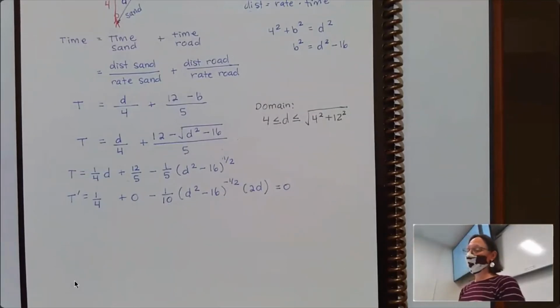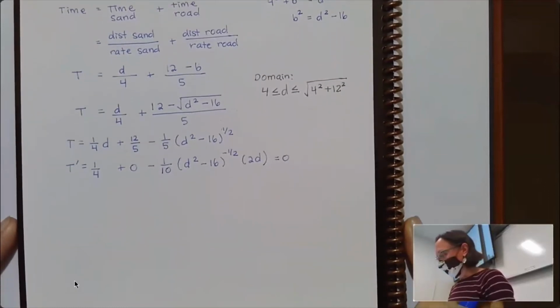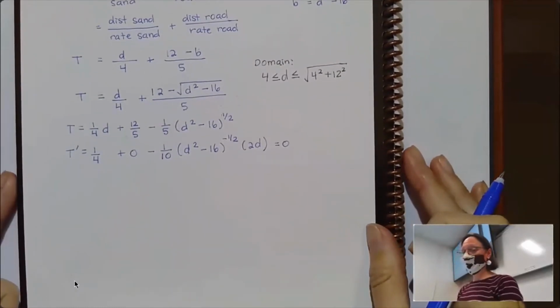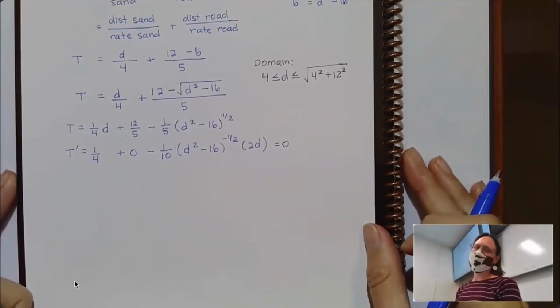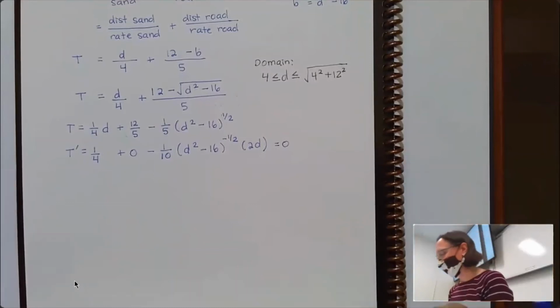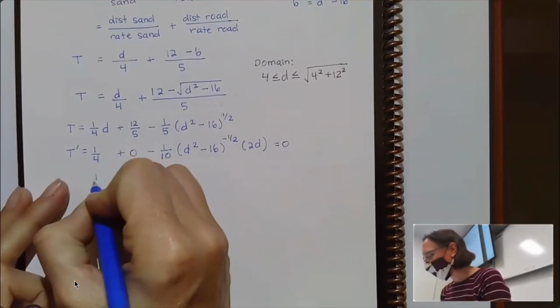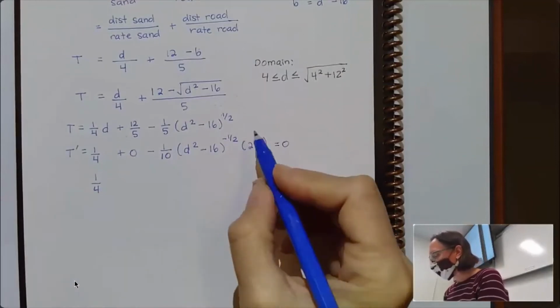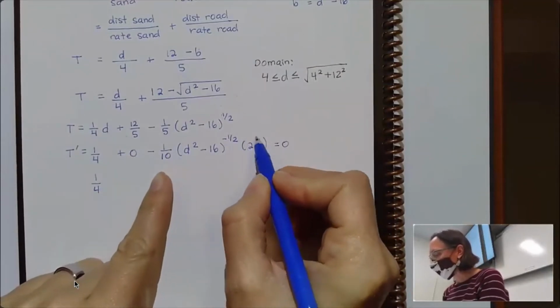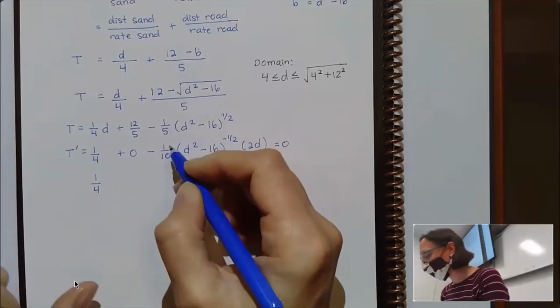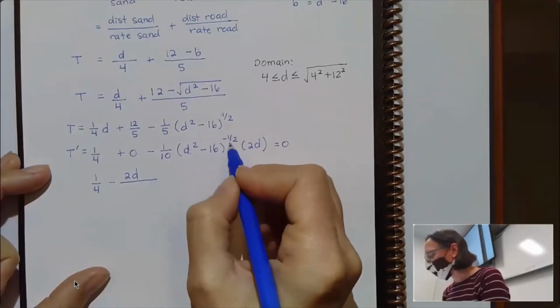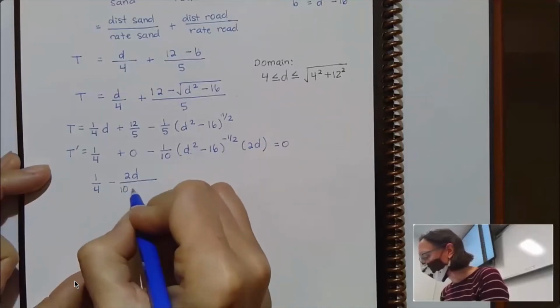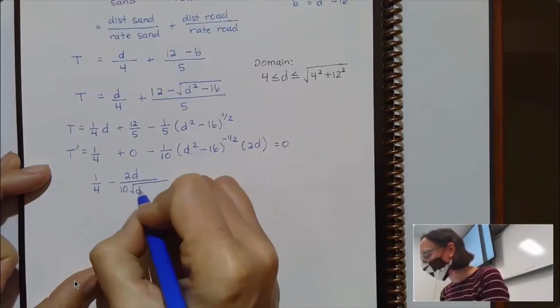Now I know I've been factoring stuff, but I don't really know how to do this with factoring. So I'm just going to rewrite these pieces in as neat a form as I can. So the 1/4, there's not much I can do with that, but this whole thing, I've got like that 2d that's on top of the negative 1/10. And because that's to the negative 1/2, I can go ahead and put it back down here in the denominator.